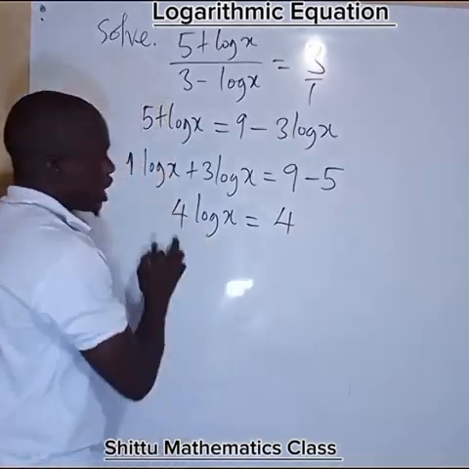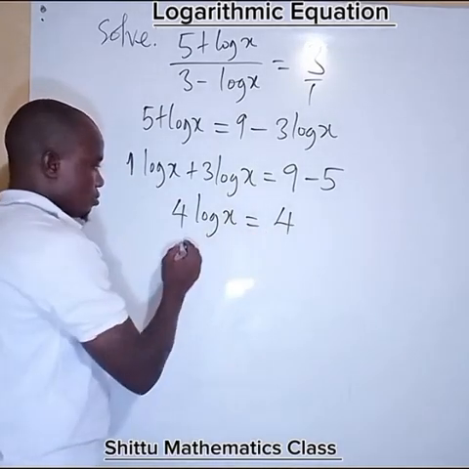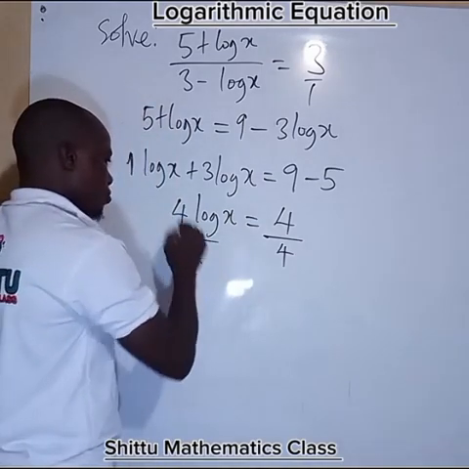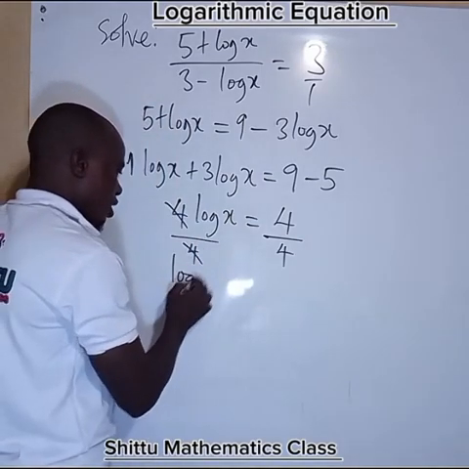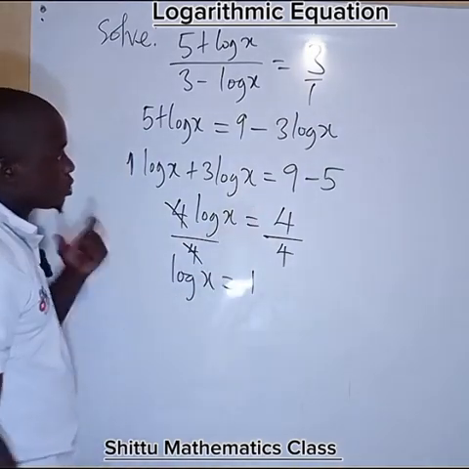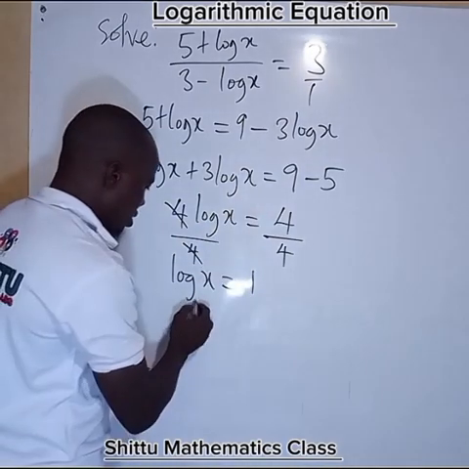Now you can see that we have something common here. We can divide through by 4. If you divide through by 4, the 4s cancel. We have log x equals 4 divided by 4, which is 1. Originally we should know that the base here is 10.